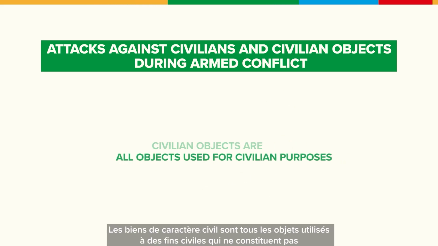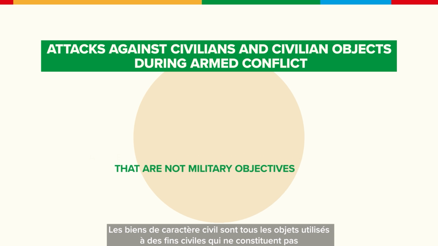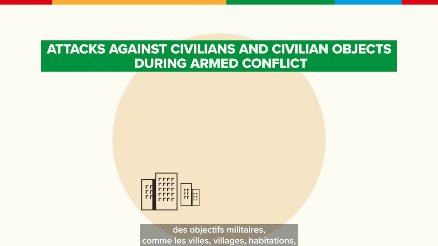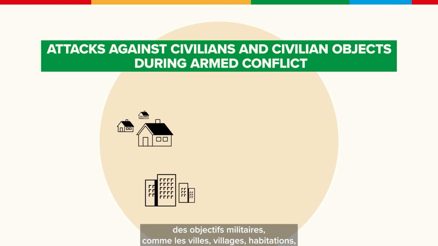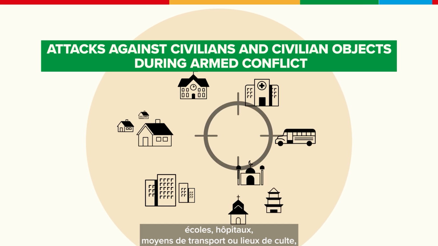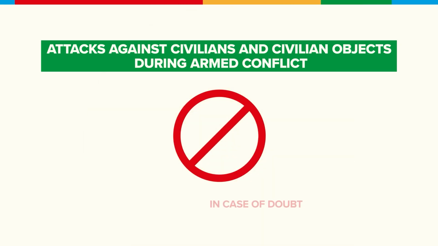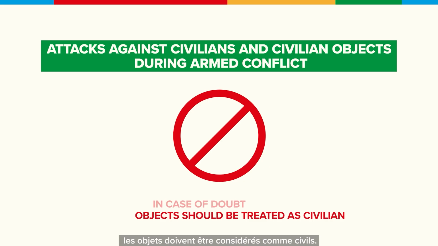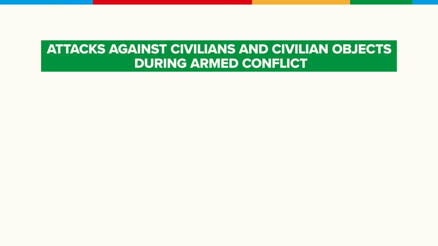Civilian objects are all objects used for civilian purposes that are not military objectives, such as towns, cities, villages, or houses, schools, hospitals, transport, and places of worship, which should not be attacked. In case of doubt, objects should be treated as civilian.